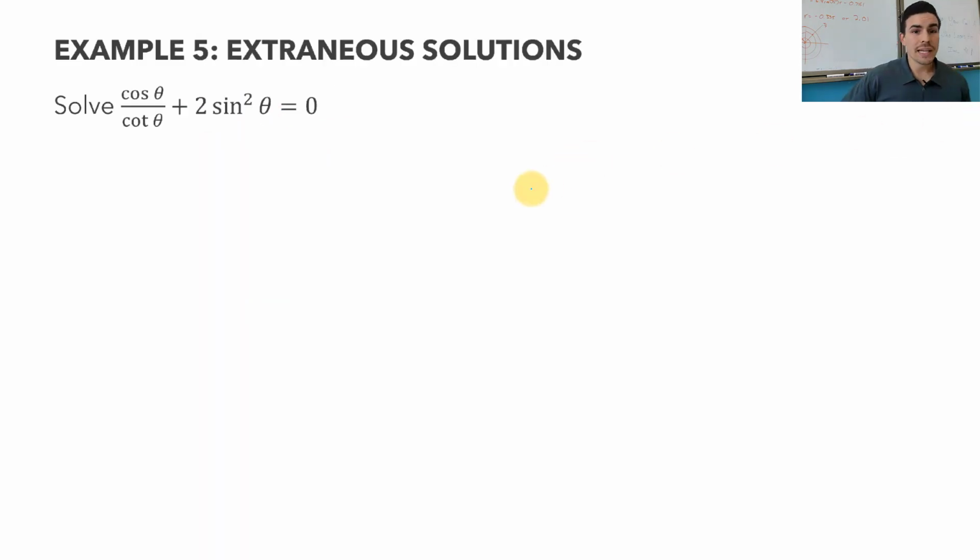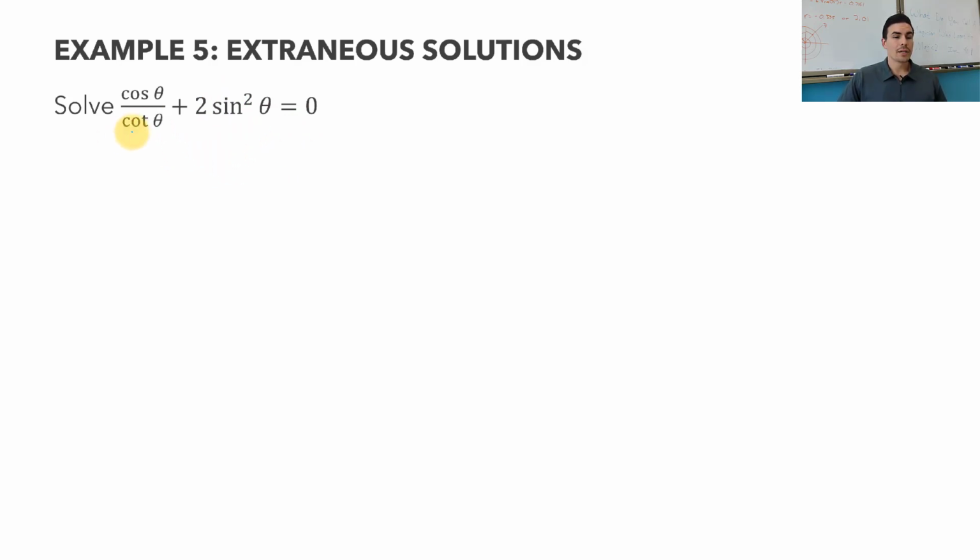All right, last example, looking at our extraneous solutions. So I've got cosine theta over cotangent theta plus 2 sine squared theta is equal to 0. So let's go ahead and simplify the left-hand side of this.